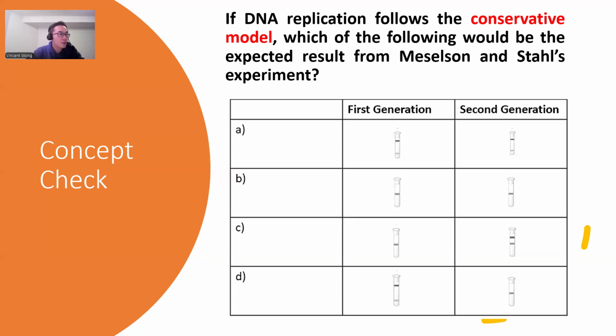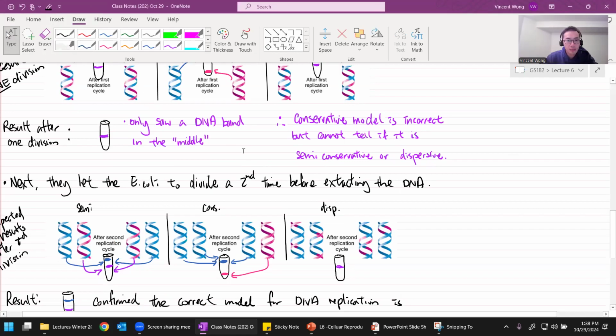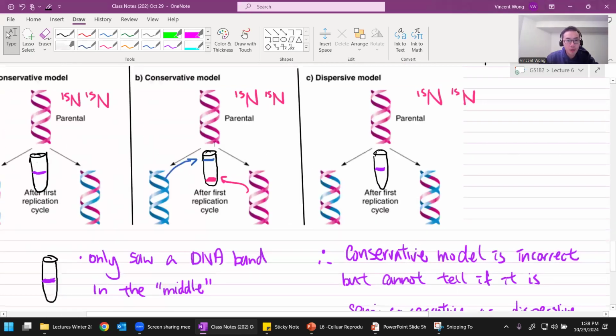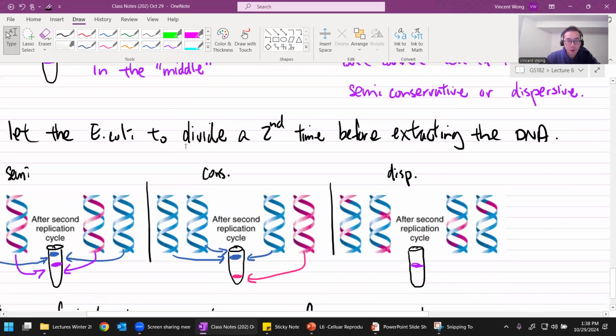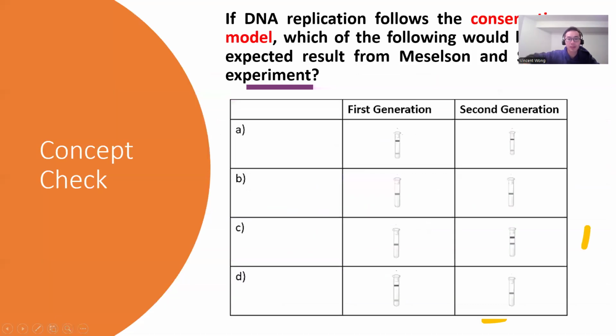All you have to do in this question is look at the notes that we took again. For the conservative model, after one division, we would expect a band at the top and the bottom. Then after a second division, we continue to expect a band at the top and the bottom. So the correct answer for this question would be A: top and bottom for the first, top and bottom for the second division.